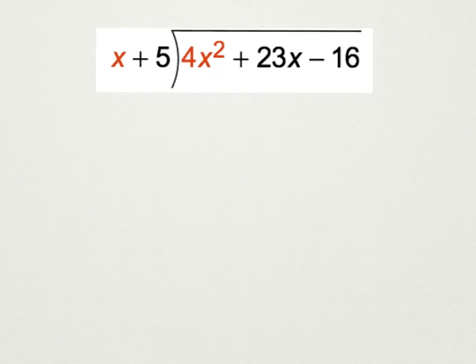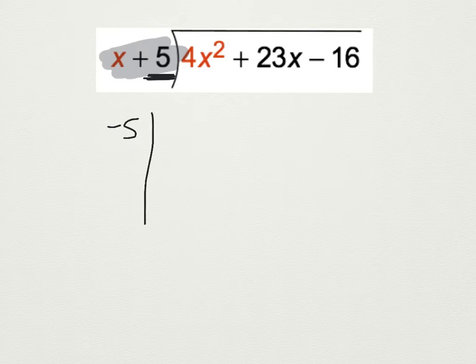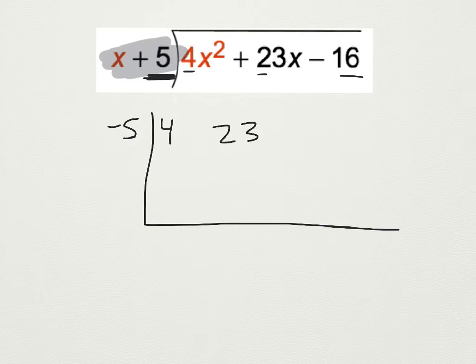The first thing we do for synthetic division is we take what we are dividing by, so this x plus 5, and we're going to change the sign of this 5 to -5. And then we're just going to write the coefficients of everything we have on the inside. So the coefficients meaning the number in front of the x term, so we have 4, 23, and -16.